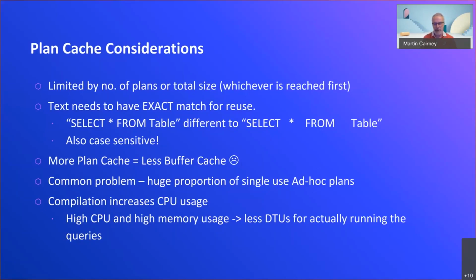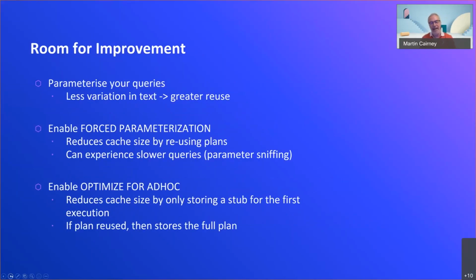What causes that is a lot of bloat, a lot of single-use ad hoc plans. And each time it goes through those, it's also consuming high CPU as well, because it's got to compile each of those new plans. So if you start to monitor your performance and see high CPU, high memory usage, you've got less DTUs that are available there for running the actual queries themselves and delivering the results back to you. So again, another little bit there to be aware of how your system's being used, and can I tune it better to give me better response?